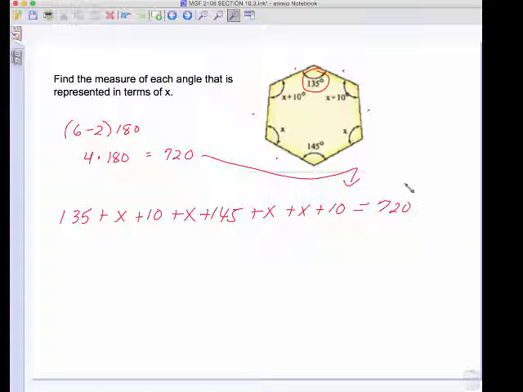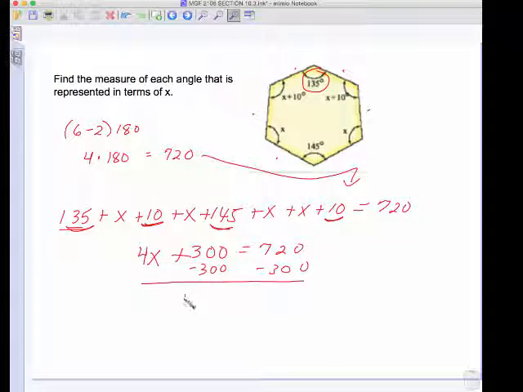And now we just have a basic equation to solve. Gather up your like terms, and you have 1, 2, 3, 4 x's. Add up all of these, 135 plus 10 plus 145 plus 10 gives us 300. And now this is your basic two-step equation. Subtract 300 from both sides. 4x is 420. Divide by 4, and x is 105. That's just what x is.